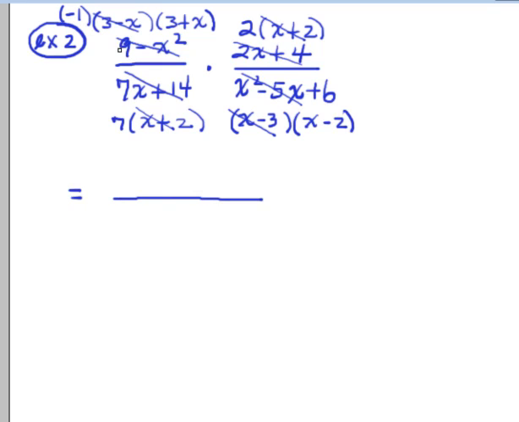So what do we have left in the numerator after all this canceling? We have minus 1 times 3 plus x times 2. So I'll write that as minus 2 times 3 plus x. And in the denominator, we have 7 times x minus 2.